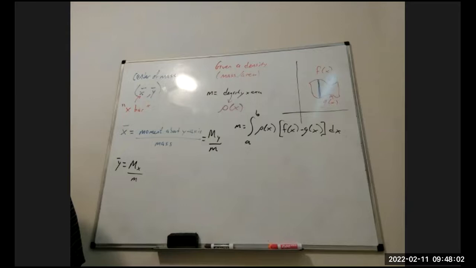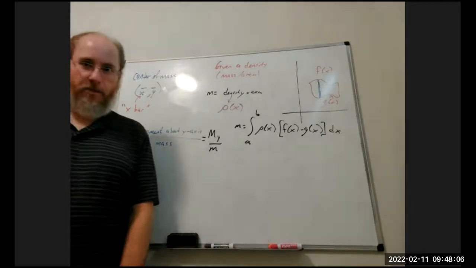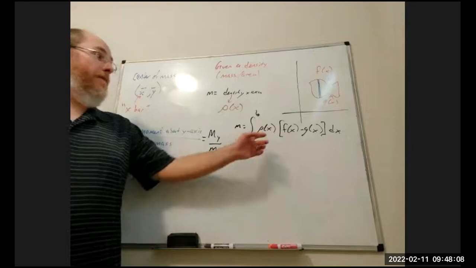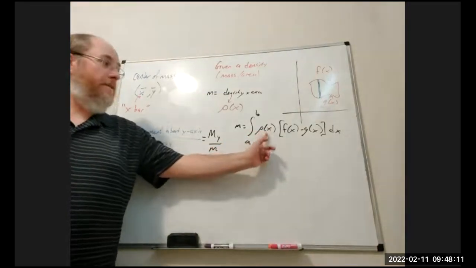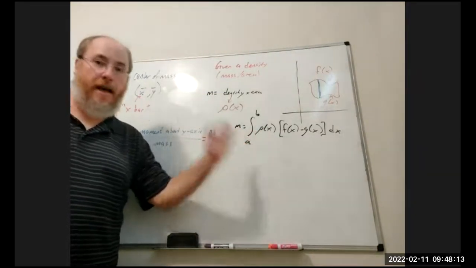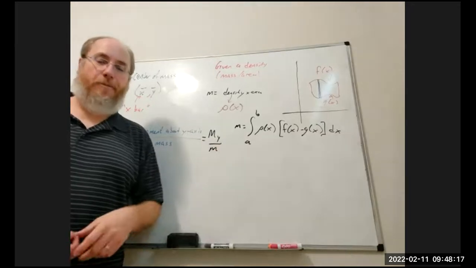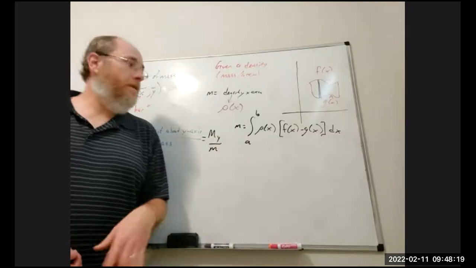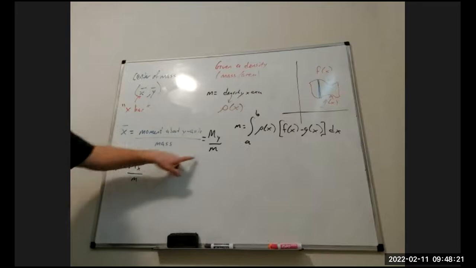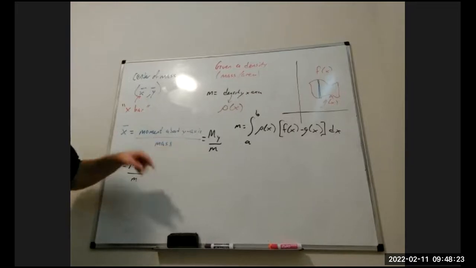All right, so that's how we're going to get our mass. Super easy. And we're going to love it when that density is constant. Because if that density is constant, we just pull that out, and it's basically find the area between those curves and then multiply. All right, so that's what's going to go into the bottom of these things.